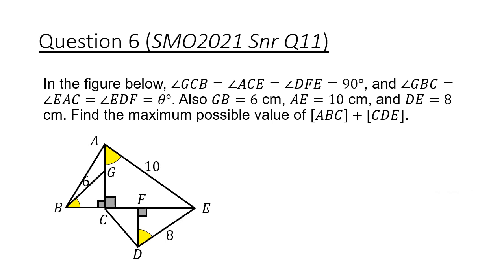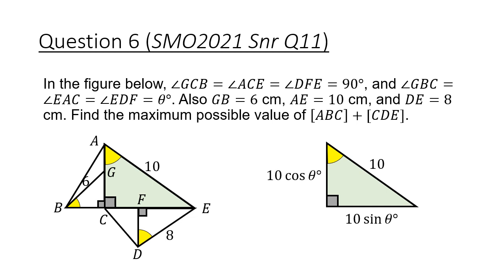Notice that we have been given 3 right-angled triangles with a reference angle of theta with known hypotenuses. This allows us to find the respective base and heights of these 3 triangles using the sine and cosine ratio. Starting with this green triangle, we have a base of 10 sin theta and a height of 10 cos theta.